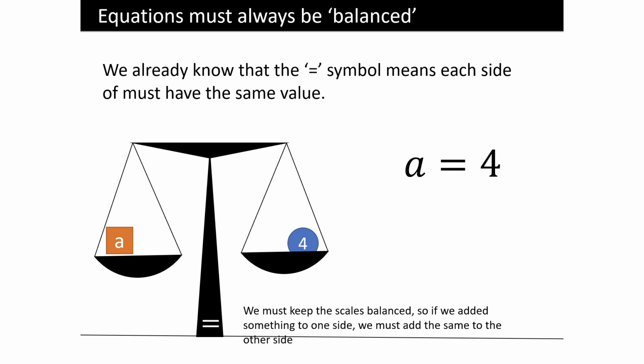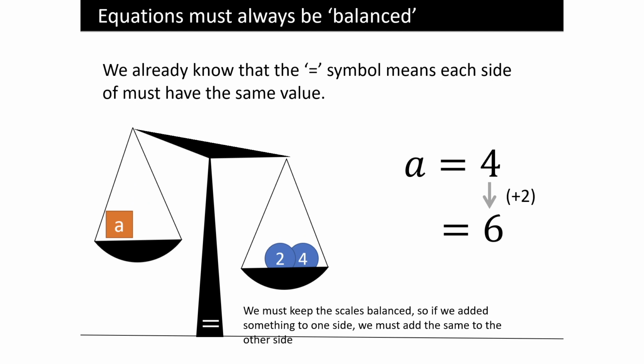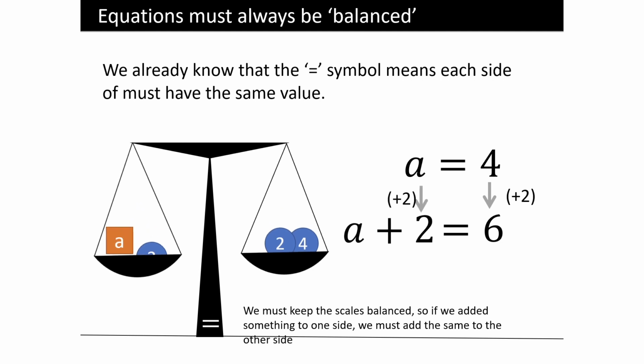So we know that the equal symbol means that each side must have the same value. So we can think about the equal symbol as a balance scale so that in order to keep either side of the equation equal, we need to keep the scales balanced. Therefore, whatever we do to one side, we need to do to the other. So if we have a look at this example, if I add 2 to the 4 on the left, making 6, it tips my scales. In order to keep my scales balanced, I also need to add 2 to the a, which I would write as a plus 2.